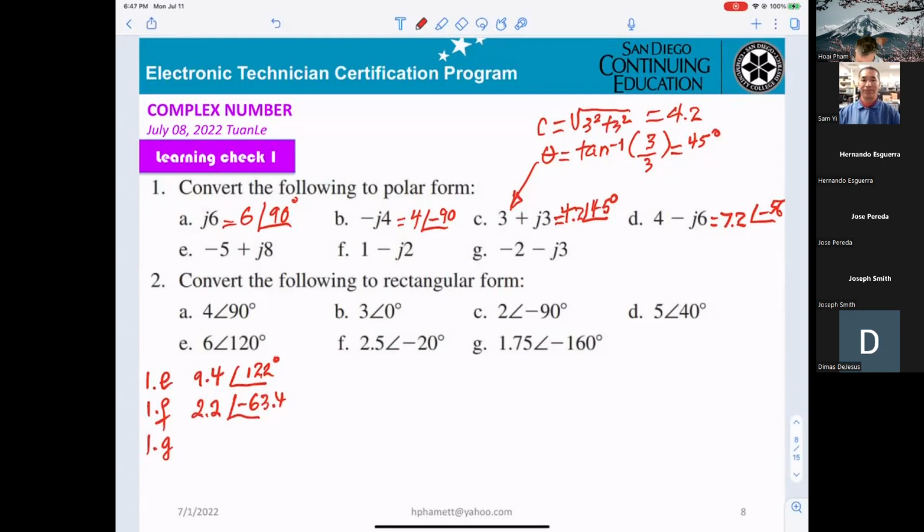Is it 3.6? Correct. Angle: negative 123 degrees. You say minus 123? Yes.